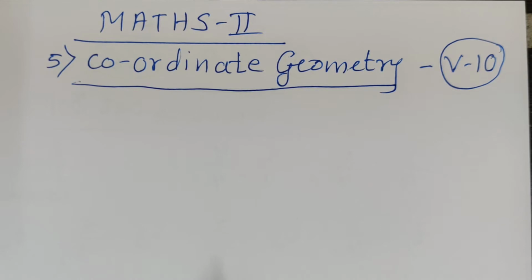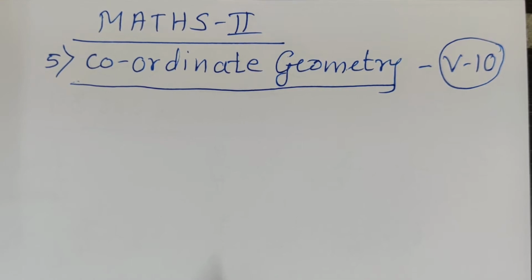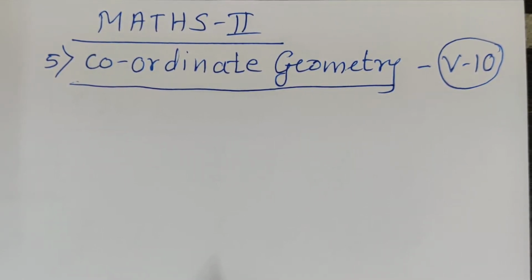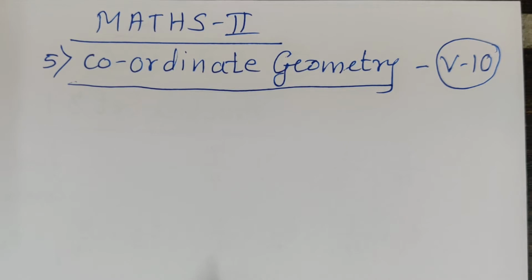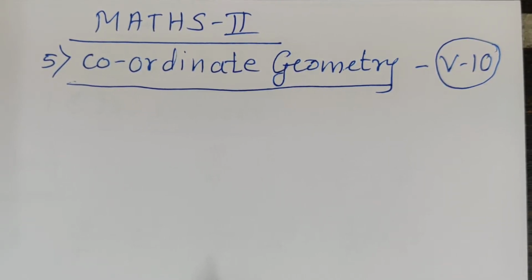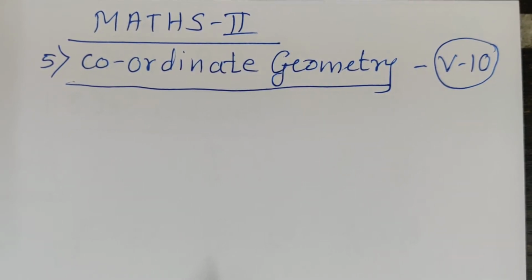Then we completed the exercise related to distance formula. After that we completed the section formula, midpoint formula and centroid formula. These three formulas are related to the division of the line segment. And after that we started exercise number 5.2, practice set 5.2.